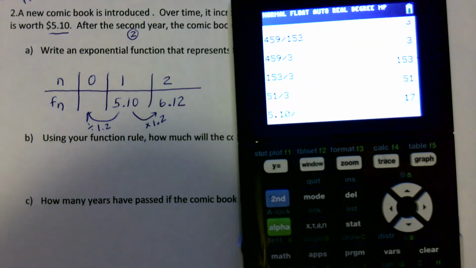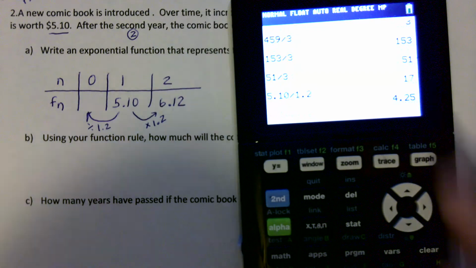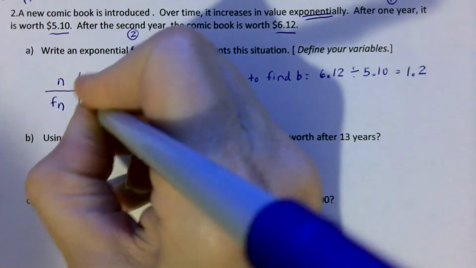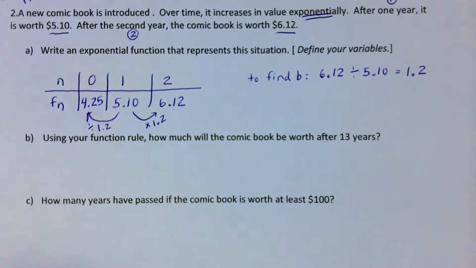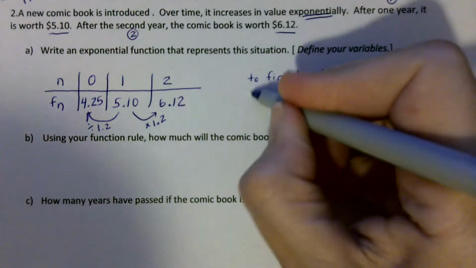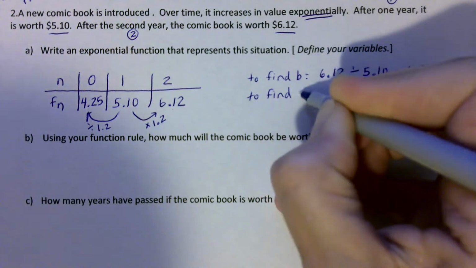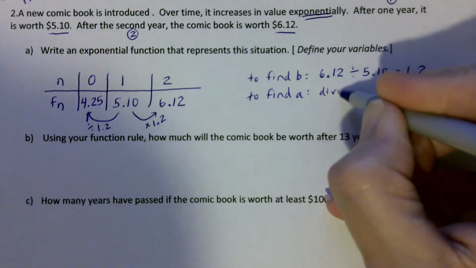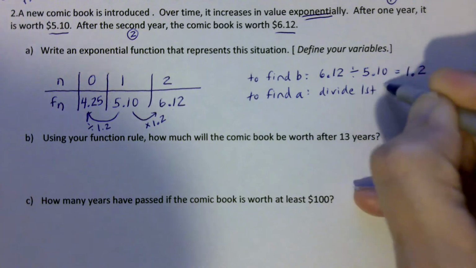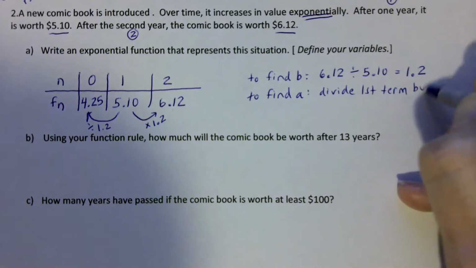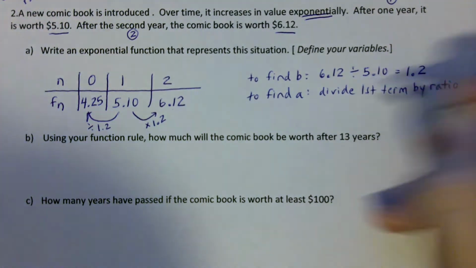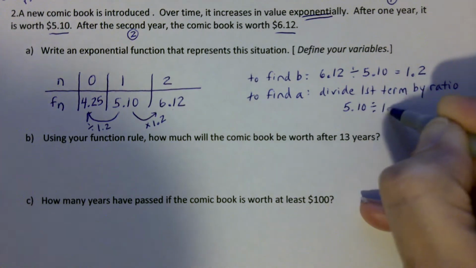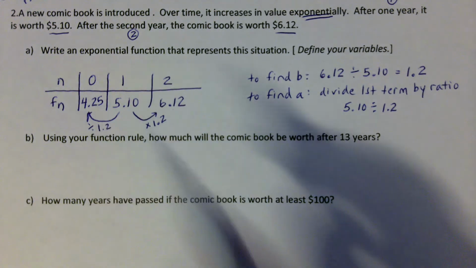$5.10 divided by 1.2 gets us $4.25. So the comic book initially was $4.25. And write this as a reminder: to find a, we took the first term and we divided the first term by the ratio. So we said $5.10 divided by 1.2 to get the $4.25.